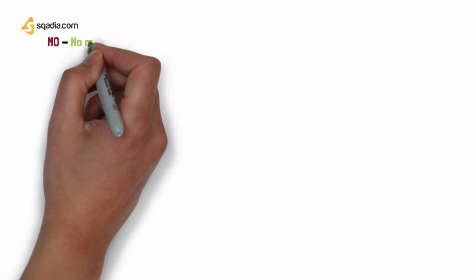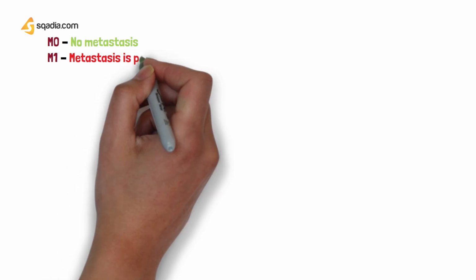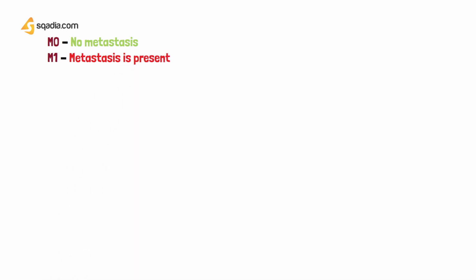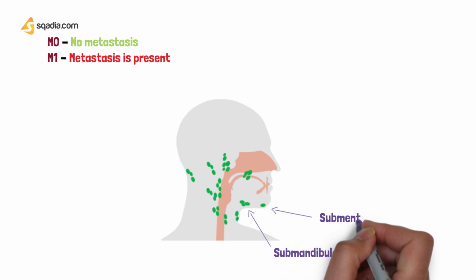Now M, which stands for metastasis. Simply, if it is M0, it means that there is no metastasis. If there is M1, this means that the tumor has metastasized. In some cases, the tumor does metastasize and spread to the surrounding lymph nodes. Let's look at some of the lymph nodes. Over here, we have the submandibular lymph node, and just next to it is the submental.